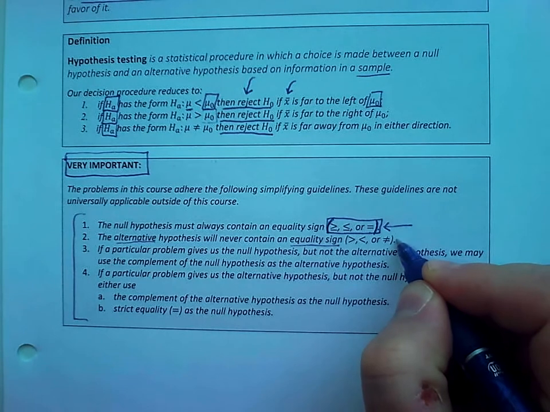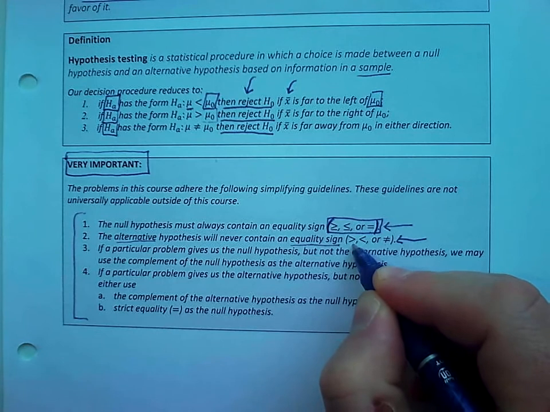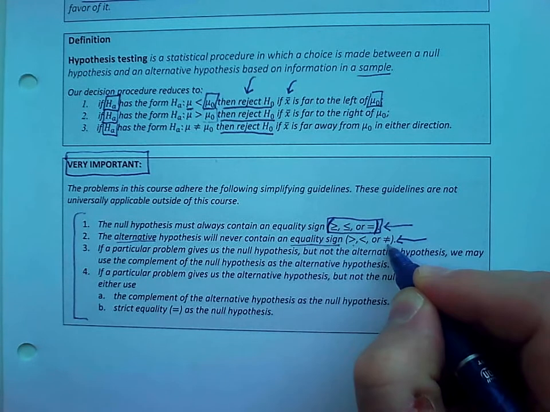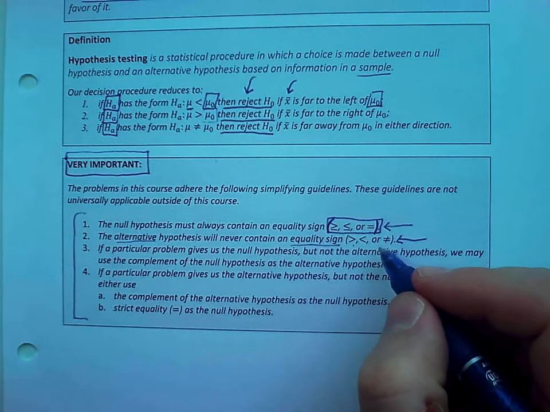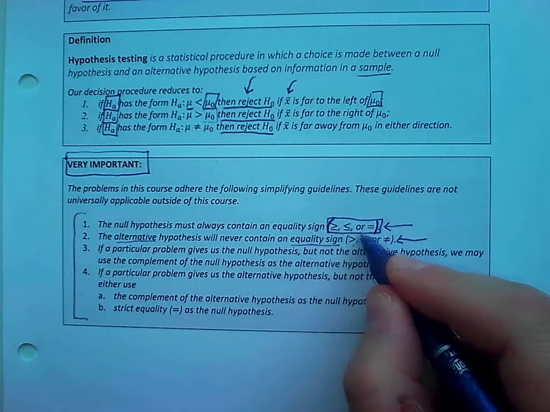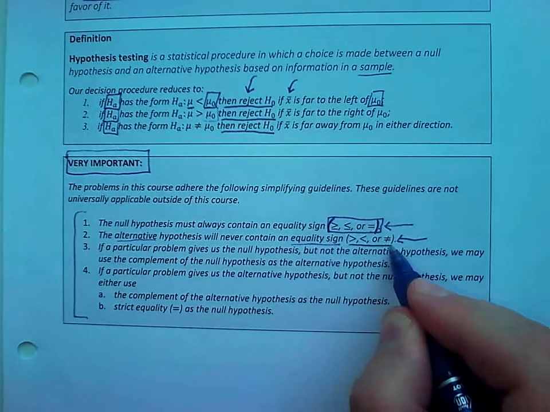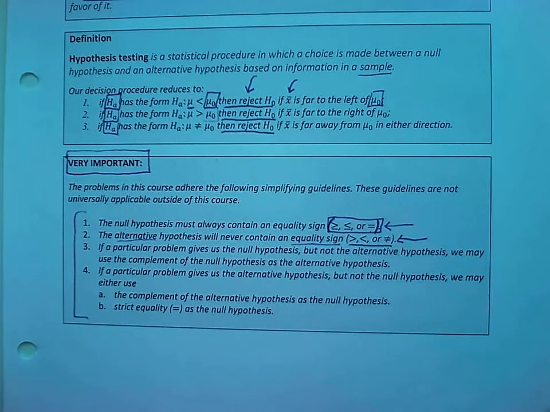If you have a null hypothesis that contains one of these three symbols, strictly greater than, strictly less than, or strictly not equal to, your null hypothesis is wrong. These are the only symbols that you can use for the null hypothesis. And these are the only symbols that you can use for the alternative hypothesis.